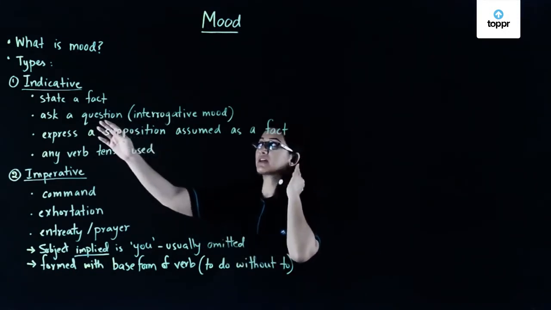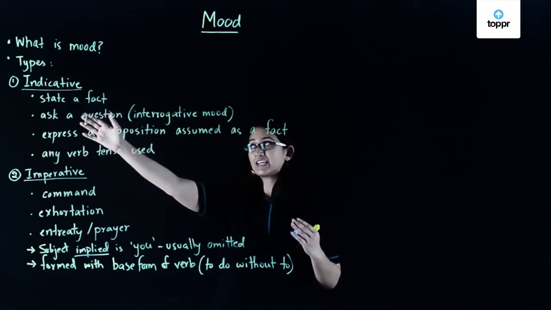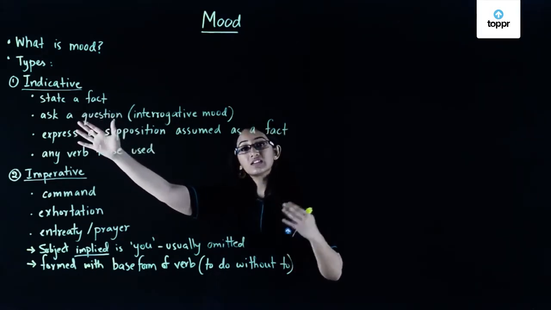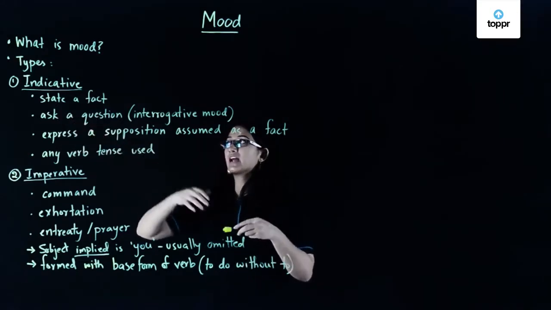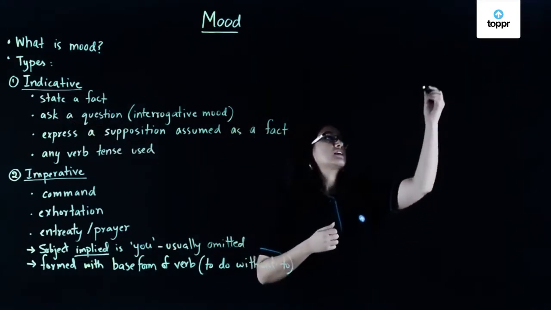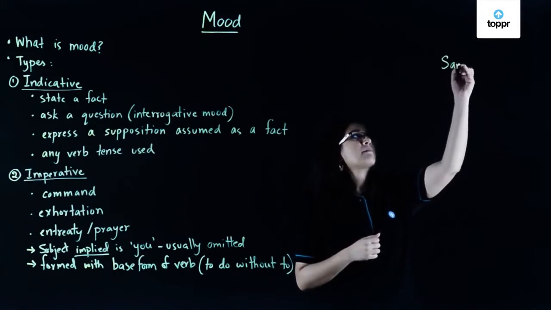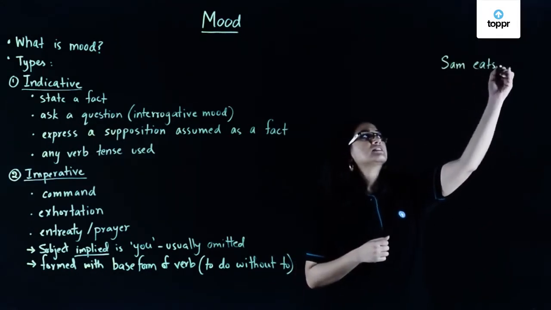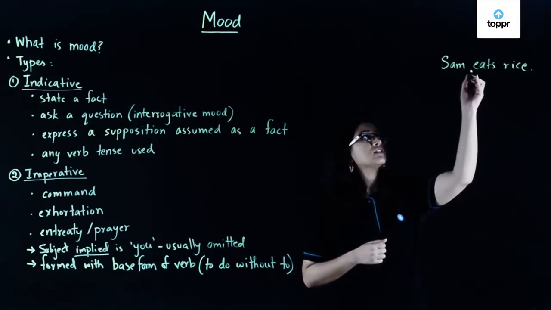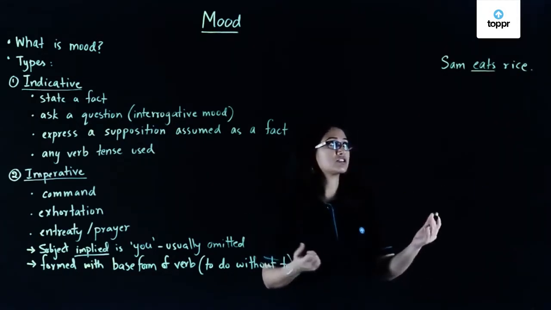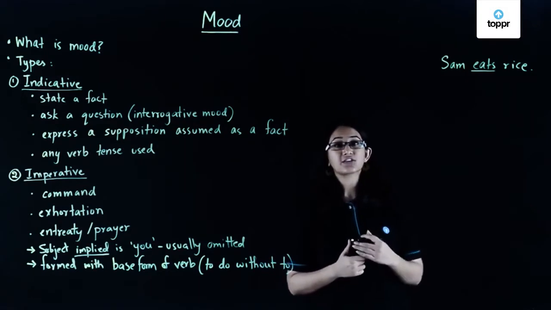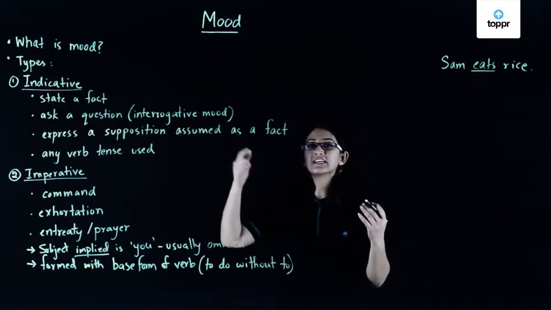Now in the first type that you have, which is called the indicative mood, we can use this mood of the verb to state a fact. So let's look at an example. Let's say, Sam eats rice. So here we're stating a fact, simply giving the information. So here eats is said to be in the indicative mood.